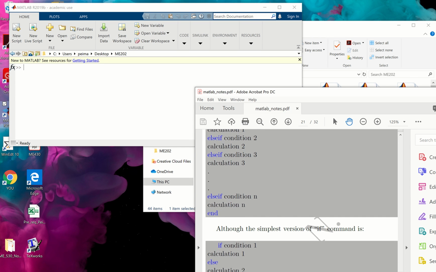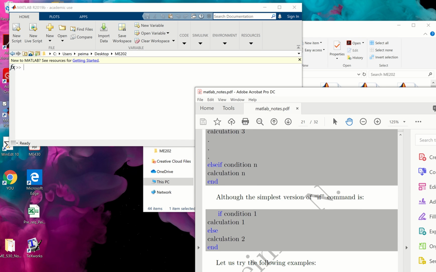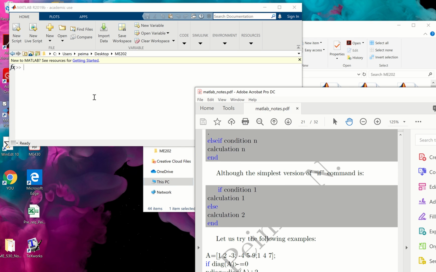So the simplest version of the if command is: if condition 1 is satisfied, do operation 1, else, there's no condition here. In else if we have a condition, but else means if this is not satisfied, do this calculation, and the end. Understand? So now let us try the following command.